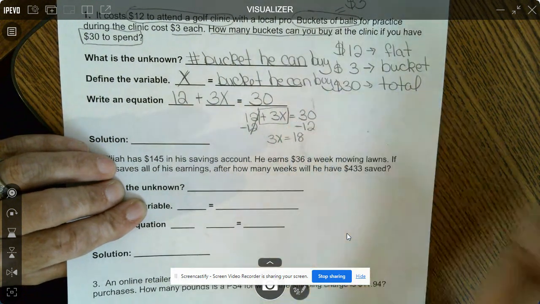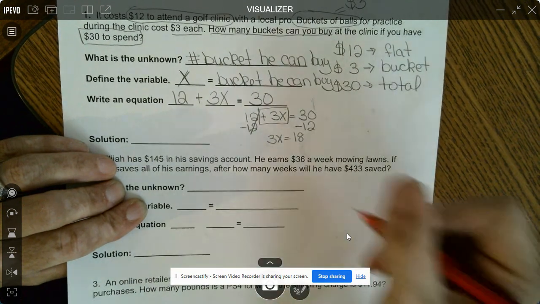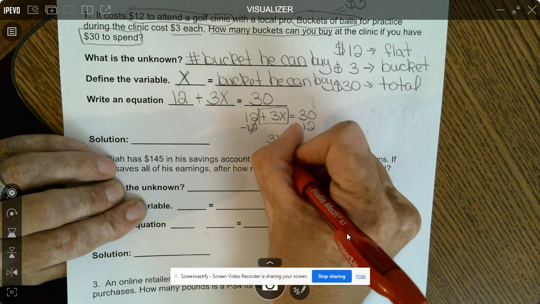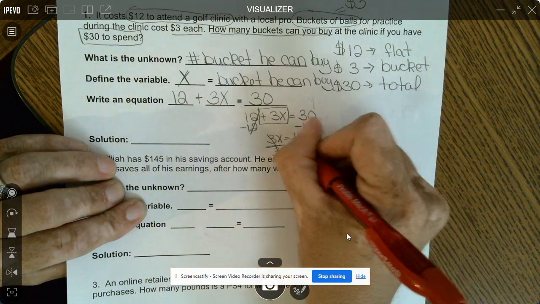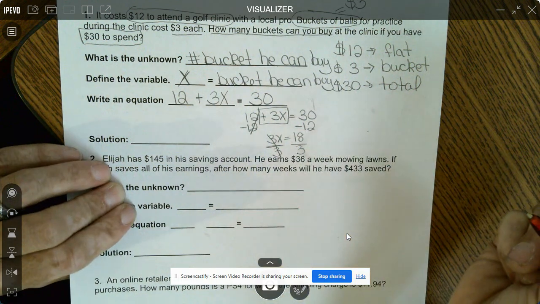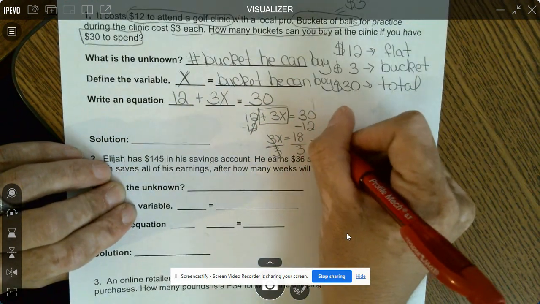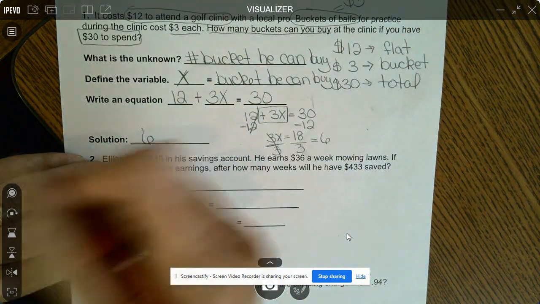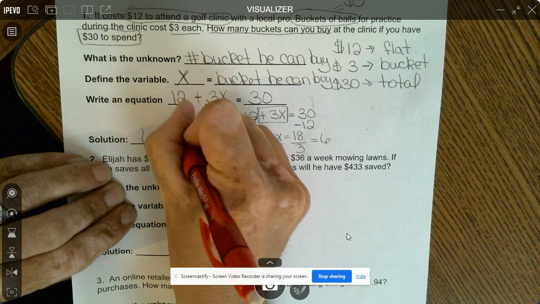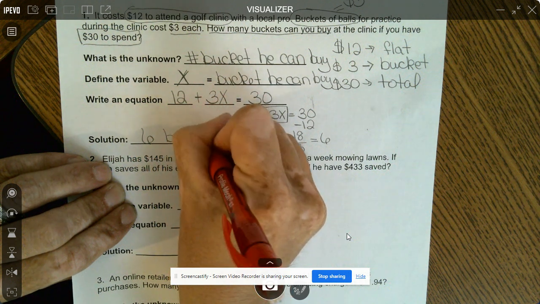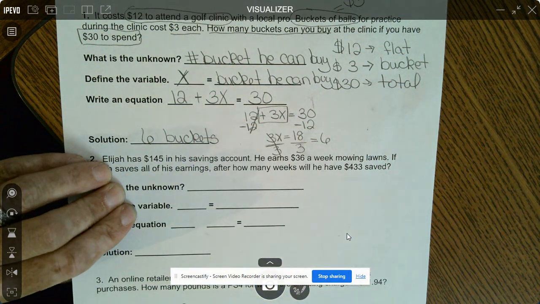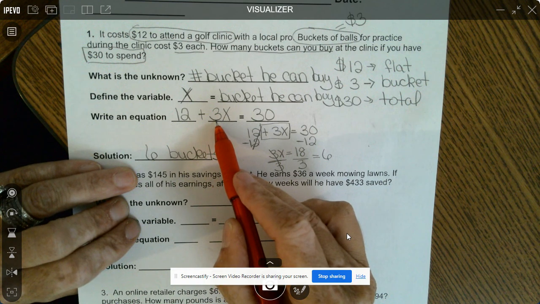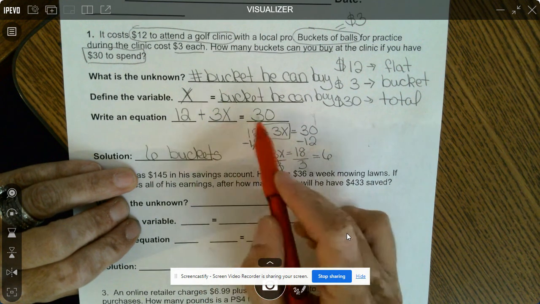All right, and then to get x by itself, what do I need to do? Yep, because if it's side by side, it's multiplication. So I'm going to divide by 3. If I divide one side by 3, I have to divide the other side by 3. So 18 divided by 3 is what? Yep. So you can do 6 buckets. And then if you were to put this back into your equation to check your answers, 6 times 3 is what? 18 plus 12 is what? Boom.